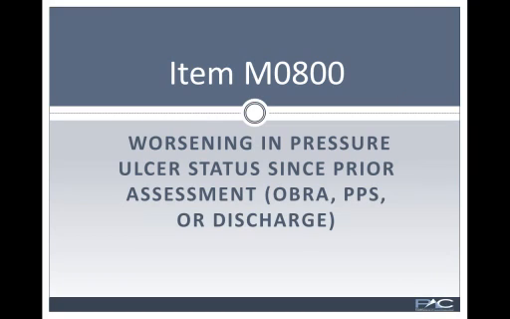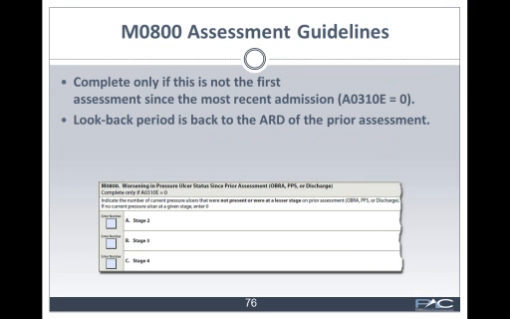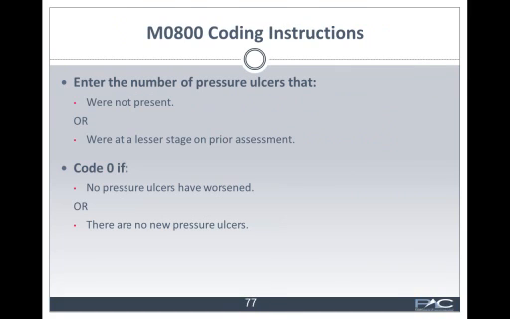Okay. And M800, this is the one that's going to directly affect the quality measures that are going into effect, in which your quality measures will tie into the Pay for Performance, and I'll be getting into that momentarily. So this one is very important to be tracking. You can complete this only if it's not the first assessment, which obviously makes sense. It's a point of comparison from the previous MDS. It looks back to the prior assessment reference date, the most recent MDS. You want to enter the number of pressure ulcers that were not present or were at a lesser stage on the prior assessments.